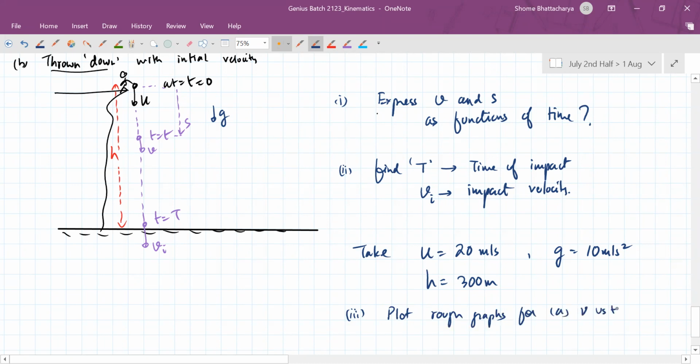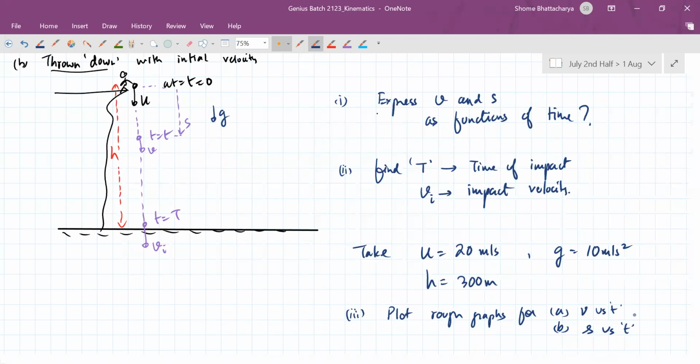V versus T and displacement versus time for this motion. Now, mind you, in this motion, we are solving it only up till the time it hits the ground. We are not really concerned what happens after that. Maybe the object just remains buried in the ground or it bounces off or whatever happens. We are not concerned with that.